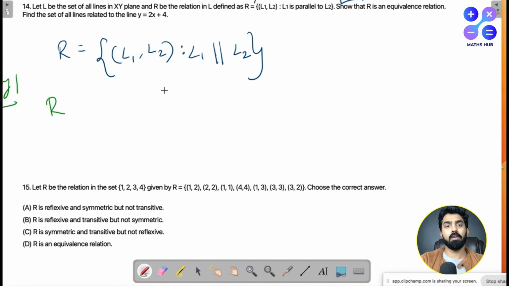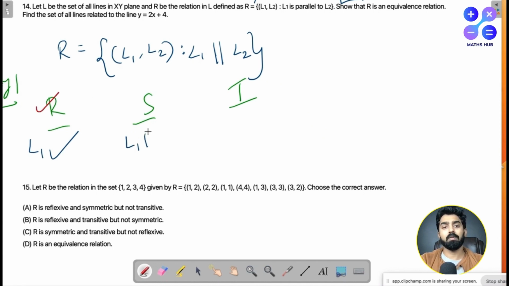Again, let's go back to our drill: reflexive, symmetric, transitive. So what is reflexive? Will L1 always be parallel to its own self? Yeah, by definition it is the same line, so it's always going to be parallel to itself. So it is a reflexive relation. If L1 is parallel to L2, will L2 be parallel to L1? Yes, obviously. Literally just switching the names, right? So it's still going to be the same lines.